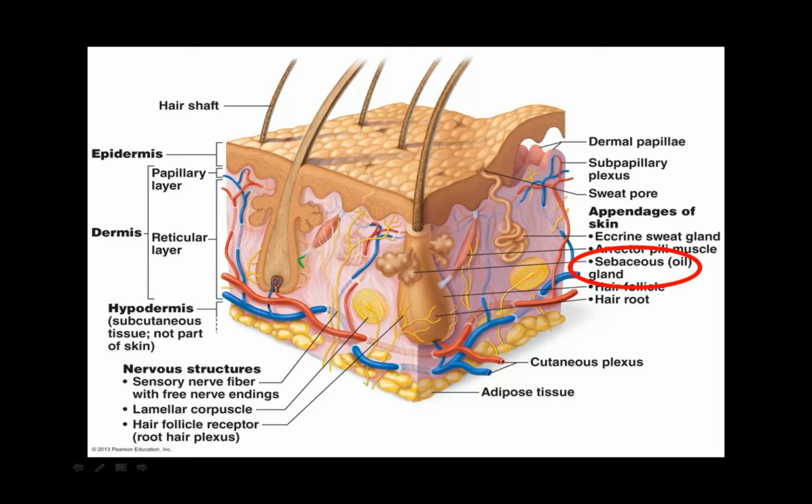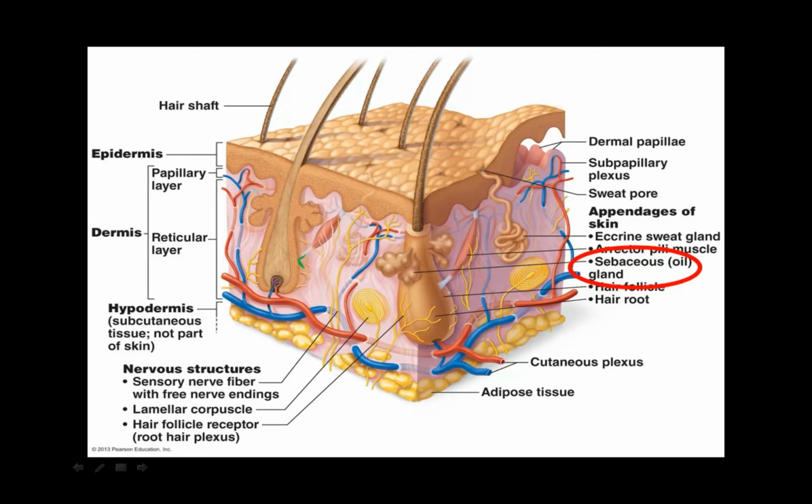Hair root nerve plexus. See the hair root nerve plexus right there? See how it wraps around the existing hair follicles? Okay, so if that hair follicle moves in any direction, that hair root nerve plexus is going to be stimulated. Okay, back to the sebaceous gland though.